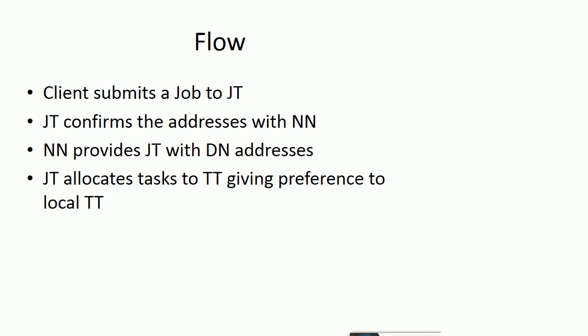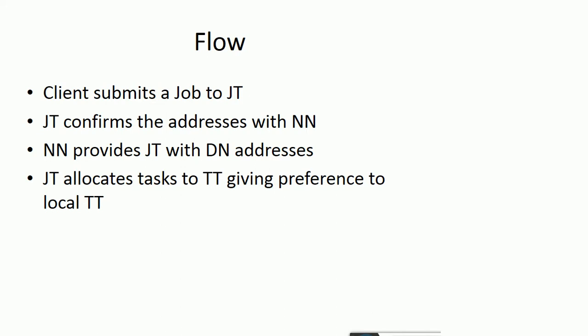Okay, so the client submits a job to JT, that is job tracker. Then job tracker confirms the addresses with the name node. Name node provides JT with DN addresses. JT allocates tasks to task tracker, giving preference to local DT. Okay, so I have just read it. I don't know whether you have understood or not.